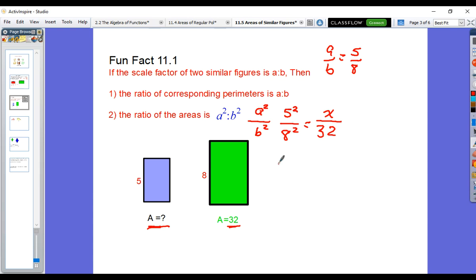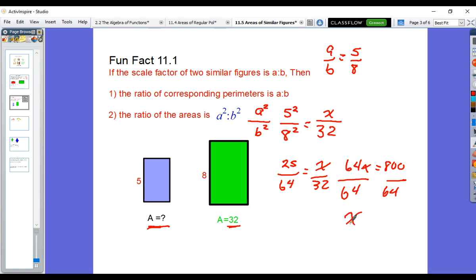So we square these numbers, we get 25 over 64 equals x over 32. And then we cross multiply. So 64 times x gives us 64x, and 25 times 32 gives us 800. We divide both sides by 64. That will give us the area of the smaller figure. x equals 12.5. And this is area, so it'll be units squared. All right.